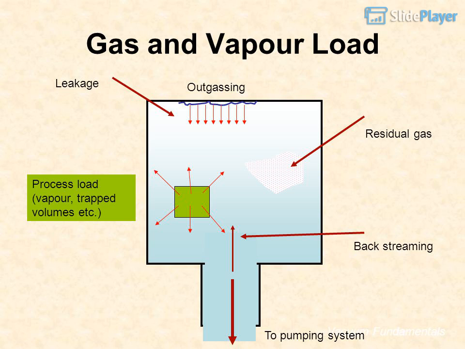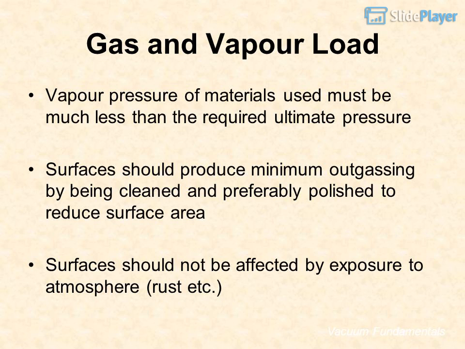Gas and Vapor Load: leakage, outgassing, residual gas, process load, vapor, trapped volumes, and backstreaming to the pumping system. The vapor pressure of materials used must be much less than the required ultimate pressure. Surfaces should produce minimum outgassing by being cleaned and preferably polished to reduce surface area. Surfaces should not be affected by exposure to atmosphere, such as rust.